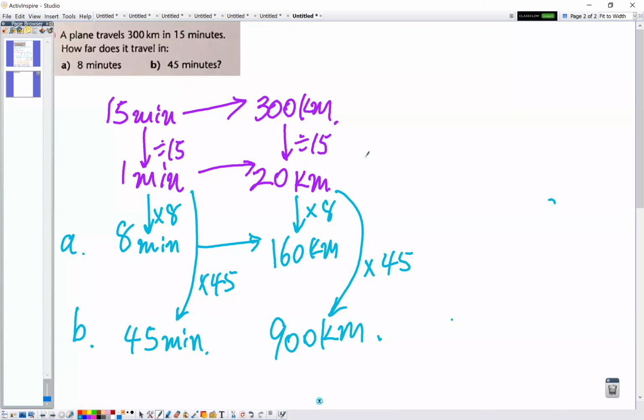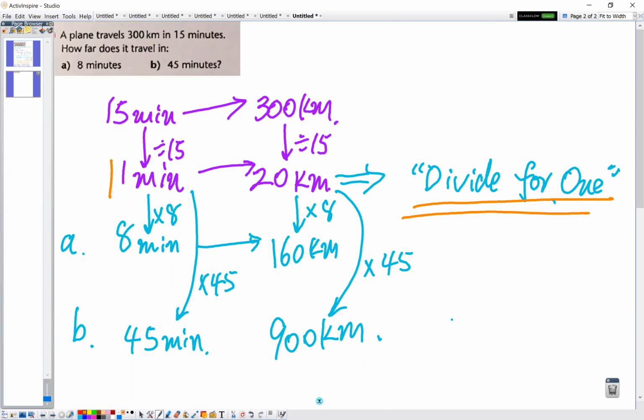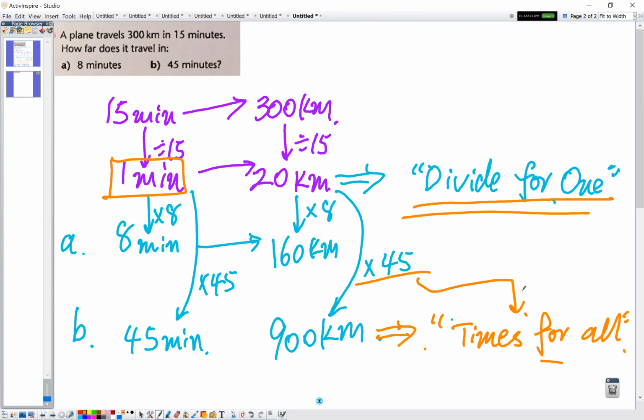For this part, we call it divide for 1 because we find out 1 portion. And this bit we call it times for all, for all the minutes or all the portions you're working for. Step 1 is divide for 1 portion. Step 2, you times for all the portions you're looking for. This is a quick way to remember it.